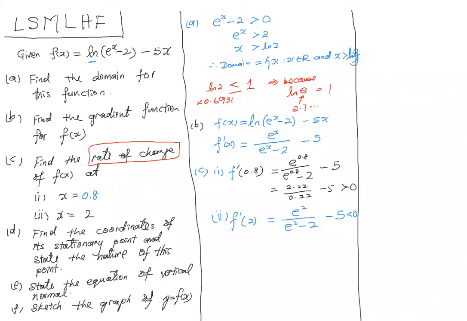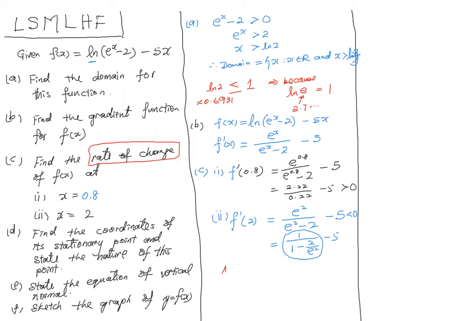This one I can judge roughly with my calculator. The reason is because I can do this: 1 over 1 minus 2 over e squared, minus 5. So I know that this one is definitely less than 5 already. So this one I can judge even without a calculator. Okay, so it's less than 0. So never mind, I'll just repeat what I said.